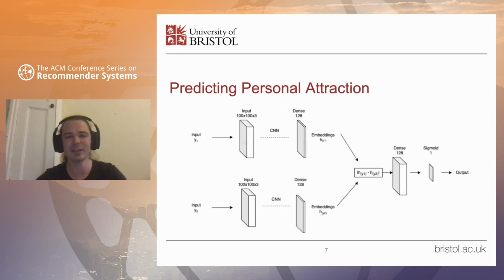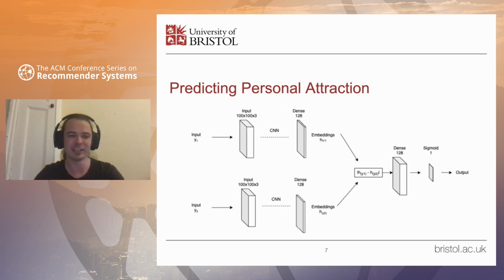So to predict personal attraction using images, we use a Siamese network. We tried a number of approaches, and this was the one we found most successful. Siamese networks are usually used in, for example, face detection software, and are able to identify small distinctions between faces. And perhaps intuitively, this also works fairly well for predicting attraction.